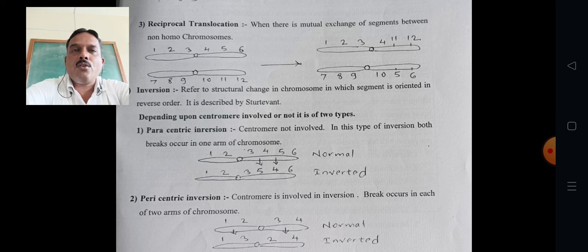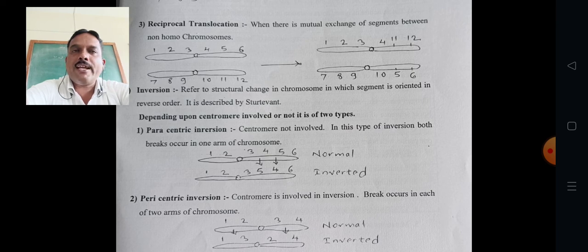In translocation, we observe alteration in the sequence of the genes, because of which structural chromosomal aberrations may occur. And the fourth type is the inversion. In inversion, structural changes occur in the chromosome in which a segment is oriented in reverse order. Depending upon whether the centromere is involved or not, it is again of two types.